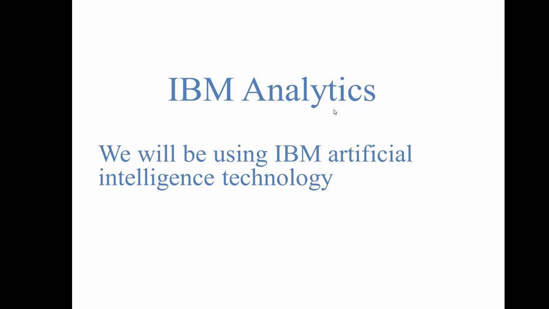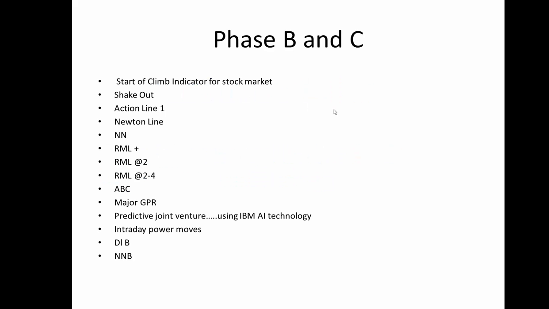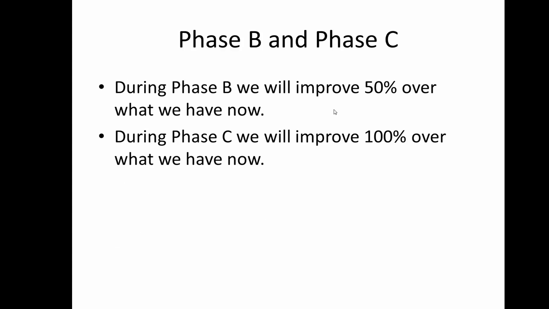Okay, and so during phase C, and maybe phase B, we'll be using their technology. Maybe we'll even do it sooner. Okay, so these are some of the things we're looking at building during phase B and C. And during phase B and C, we're looking at improving 50% over what we have now.